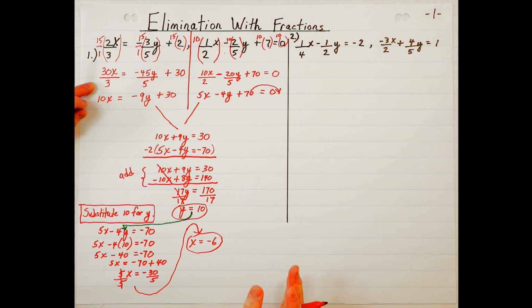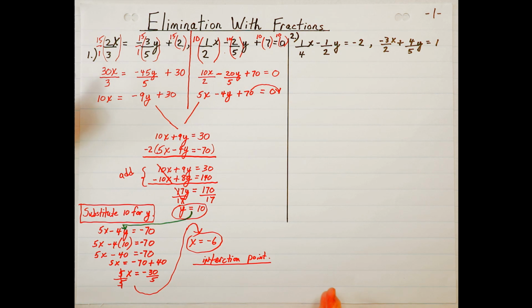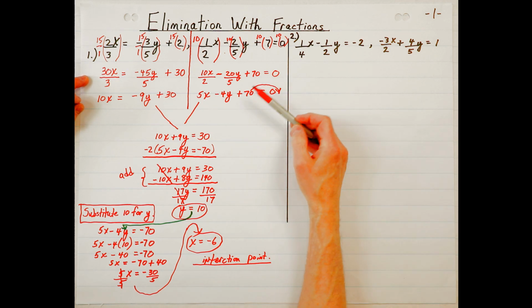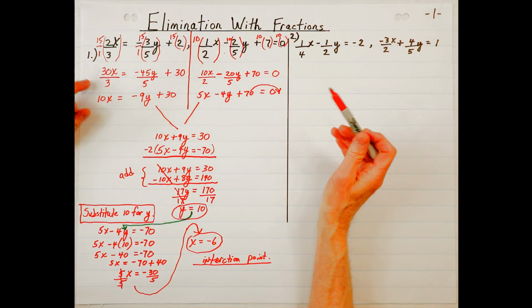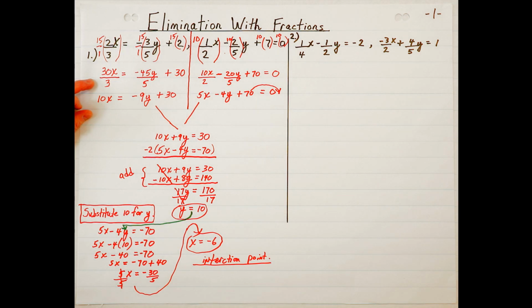What is the intersection point? If we were to graph these, it would be quite a job to graph these because of the fractions, and I think you'd want to do it by elimination. That's how I feel about it. I spelt intersection wrong, but I think you get what I mean. Intersection point is negative 6 for x and 10 for y.